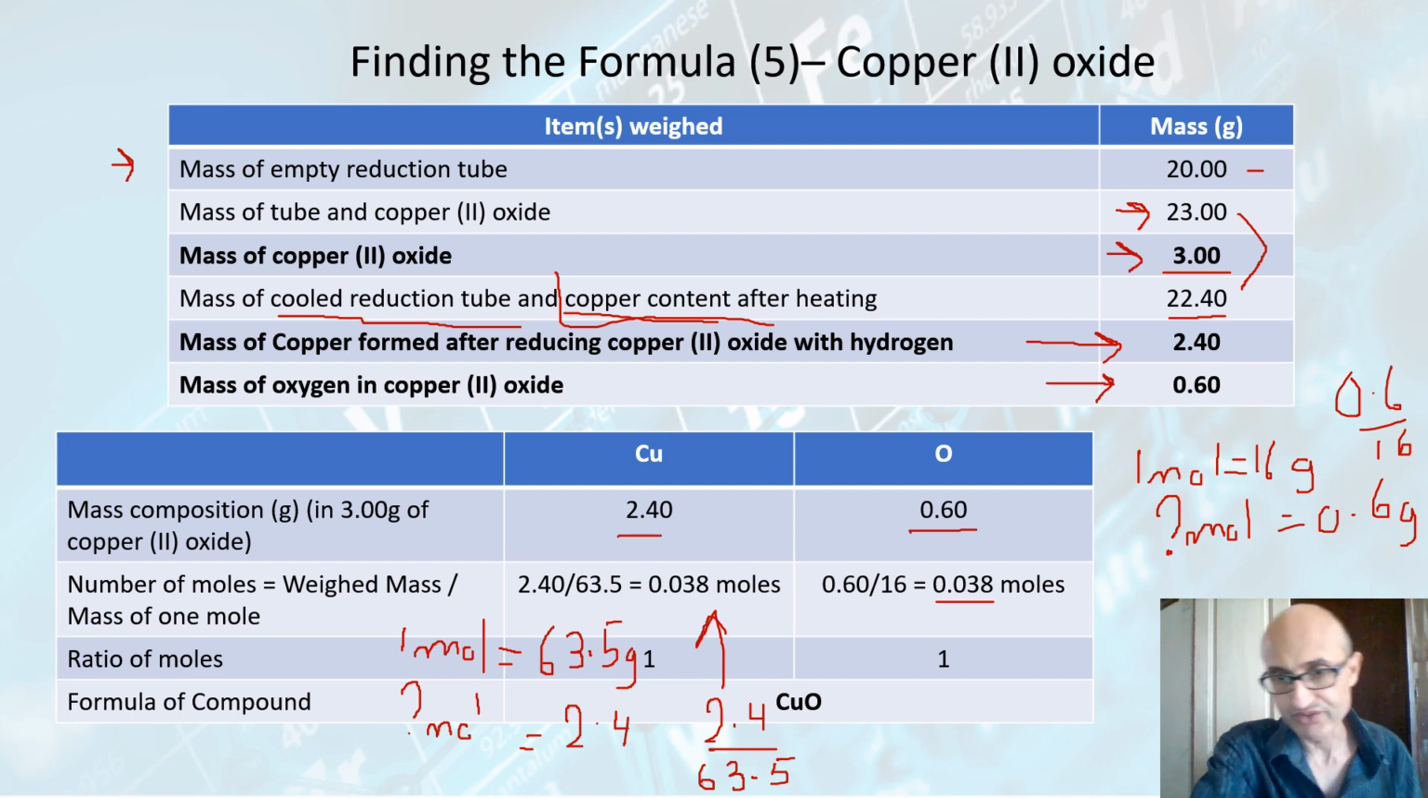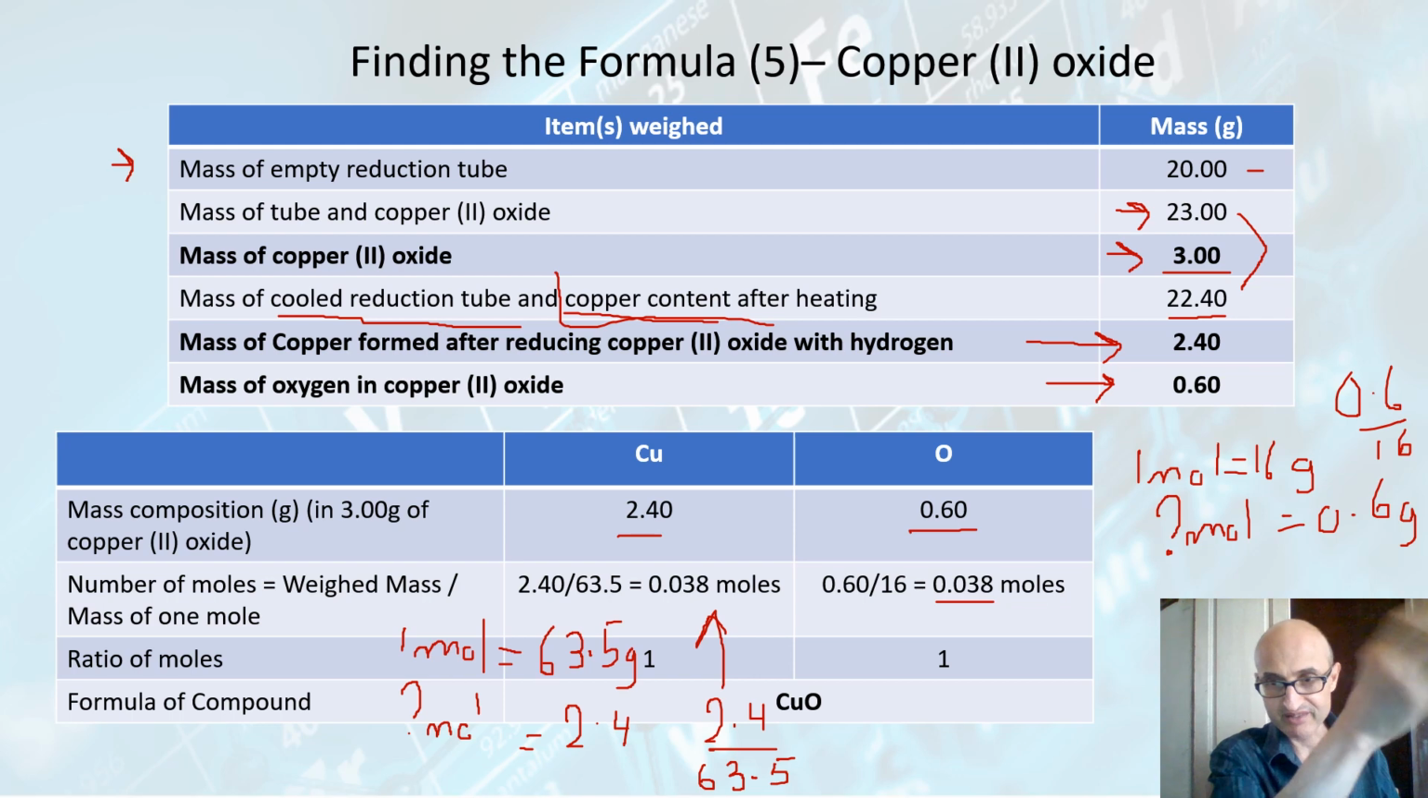So it's very interesting to note that after I have changed over the masses of copper and of oxygen into moles, the moles are equivalent, which is exactly what you should expect. Since they are equivalent, the mole ratio is 1:1, and therefore the formula is written as CuO.